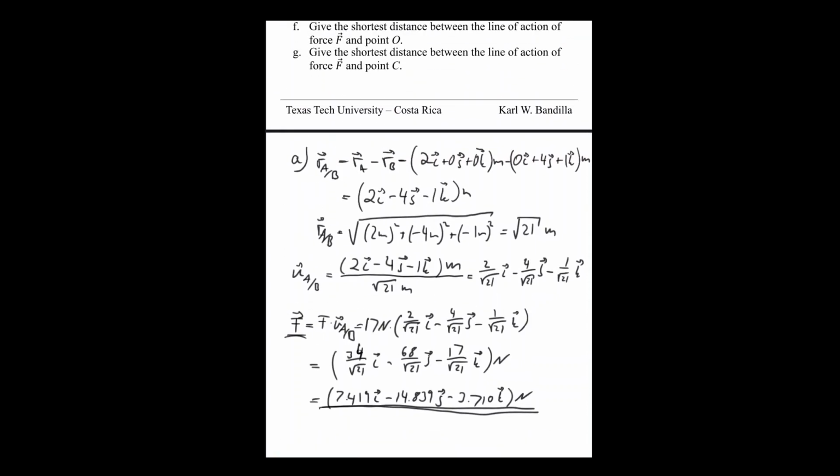And if you write that as decimals, then we get 7.419i minus 14.839j minus 3.710k Newton, and that would be our Cartesian vector F. So that was the first thing that we were asked for. All right, so we know that we're going to do B. Let's see what B asks us to do.